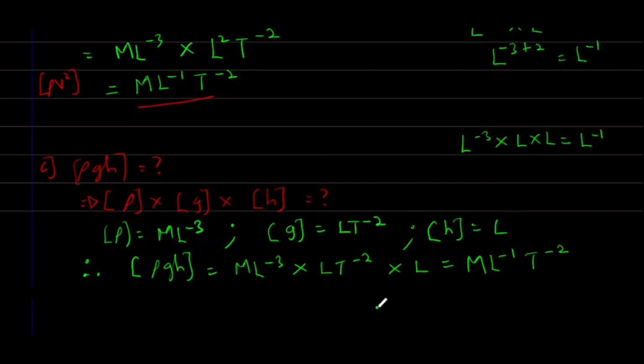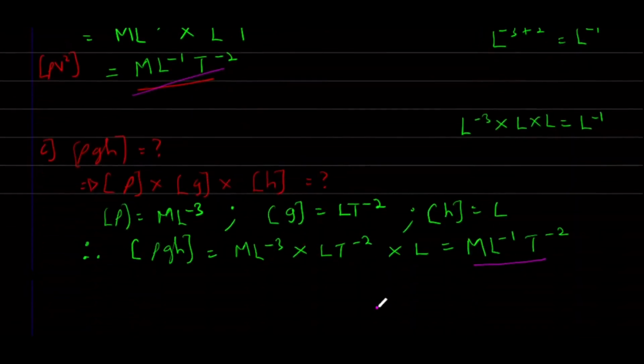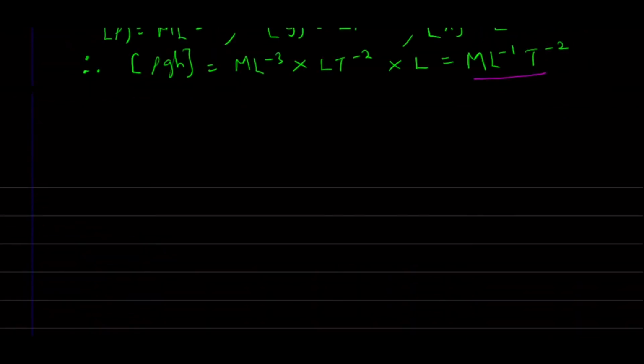So here the dimension of density times g times h is given as this, which is the same as the dimension of density times V squared, and also the same as the dimension of pressure. So since the three parameters, what are the three parameters? P plus 1 over 2 density V squared plus density g h. They all have the same dimension, hence we can conclude that this equation is dimensionally consistent.